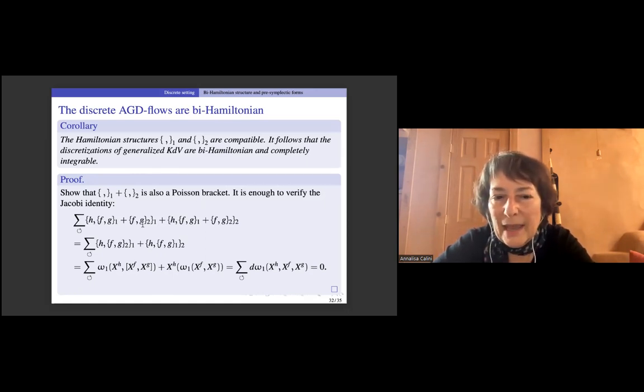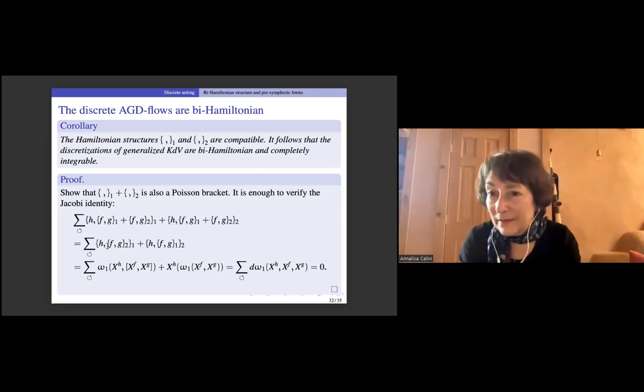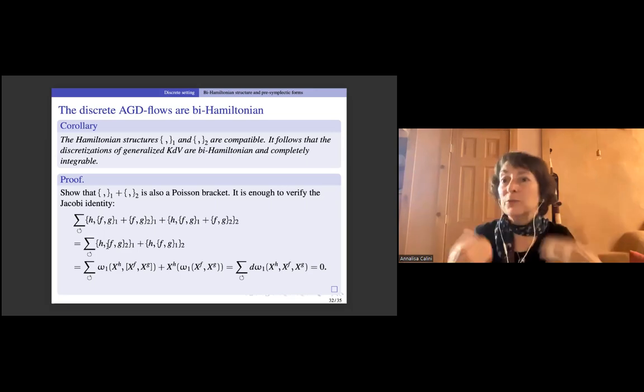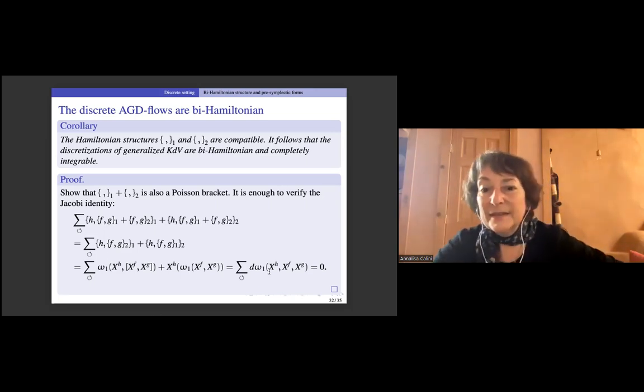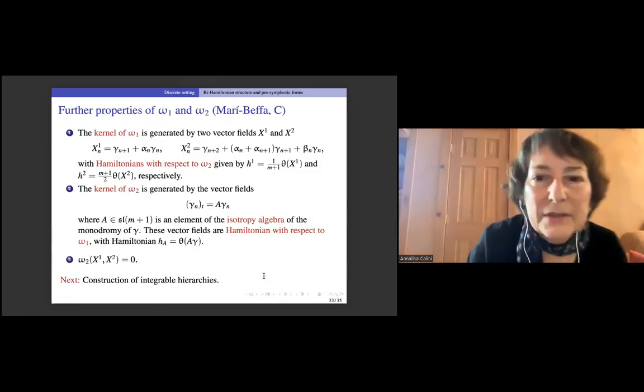And once we have the correspondence between the Poisson brackets and the symplectic or pre-symplectic forms on the corresponding Hamiltonian fields with respect to omega 2, the whole calculation reduces to showing that this quantity is zero, but this is an immediate corollary of the fact that omega 1 is a closed two form. And that's it. So a couple of comments here.